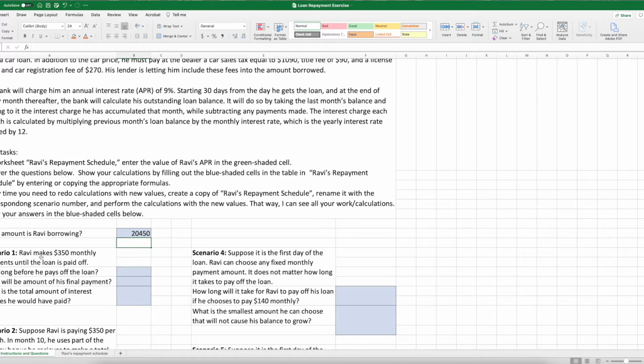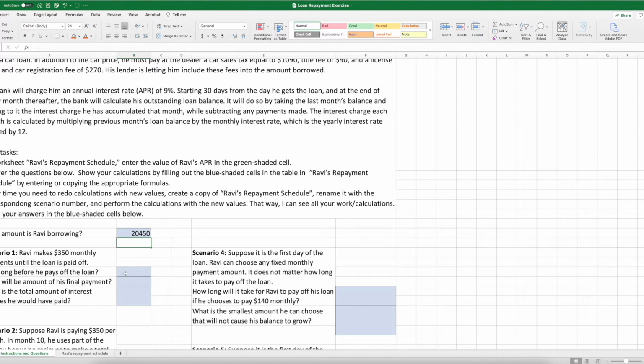Scenario 1. Suppose Ravi makes $350 monthly payments until the loan is paid off. How long before he pays off the loan? What will be the amount of his final payment? And what is the total amount of interest charges he would have paid?